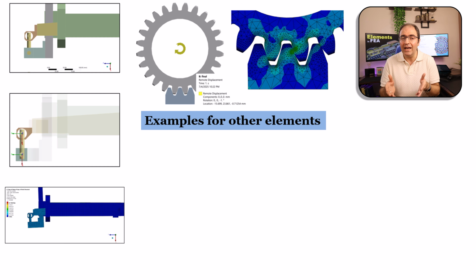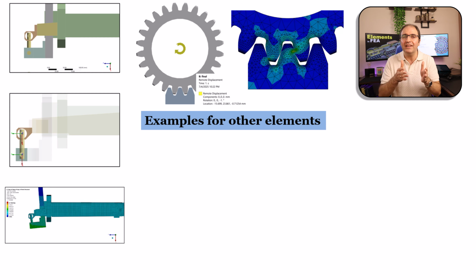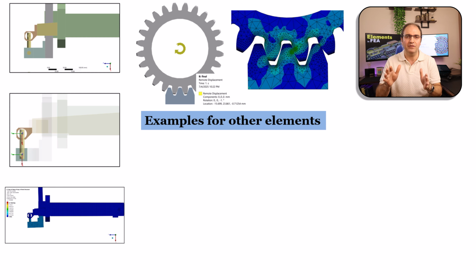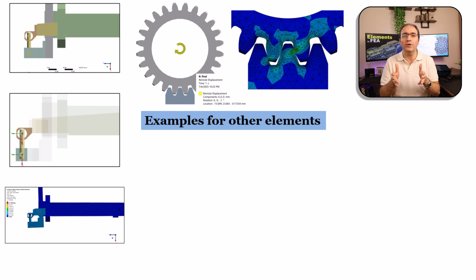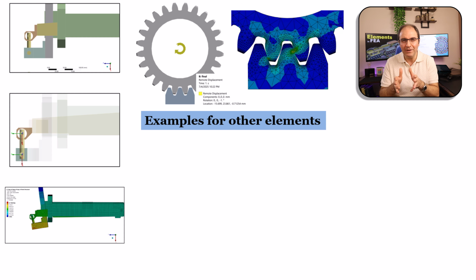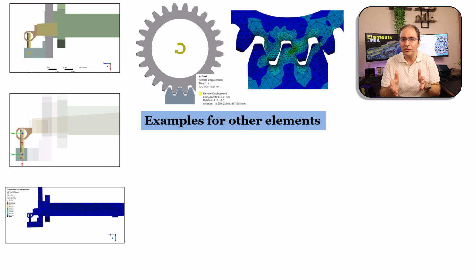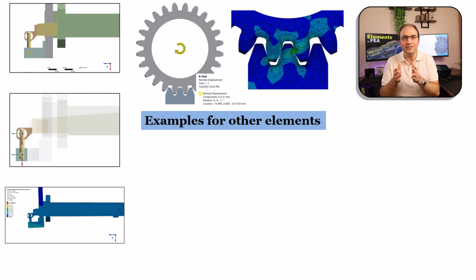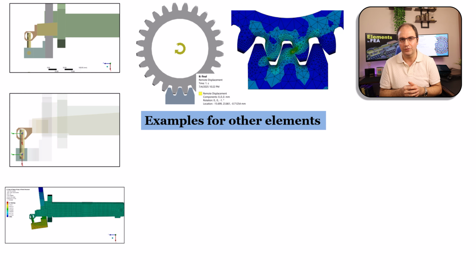An RBE2 element creates a rigid connection between a master node and a set of dependent nodes, transmitting both translation and rotation without any flexibility, essentially enforcing rigid body motion. So the remote point and its rigid coupling in this model serve a similar purpose. They ensure that motion applied to the point is fully transferred to the connected geometry, just like an RBE2 element.